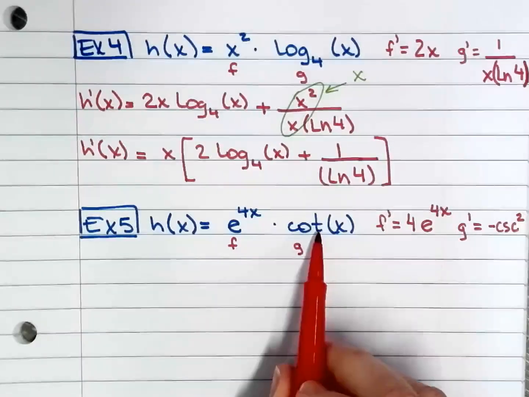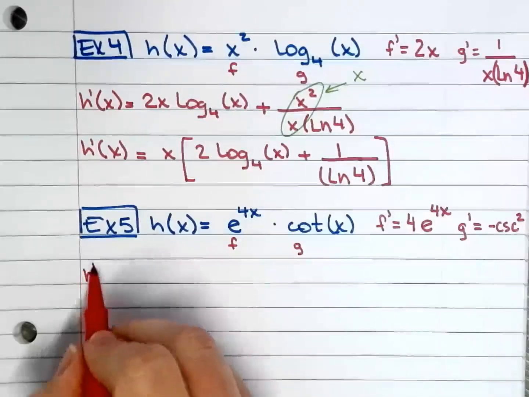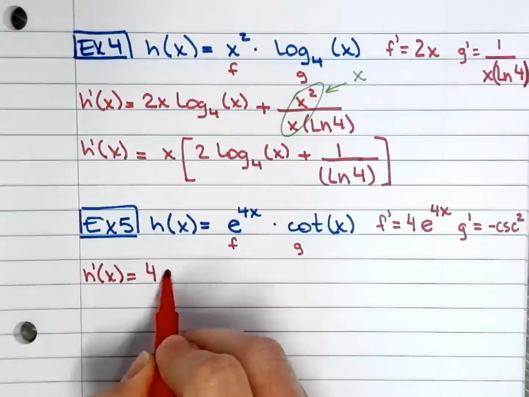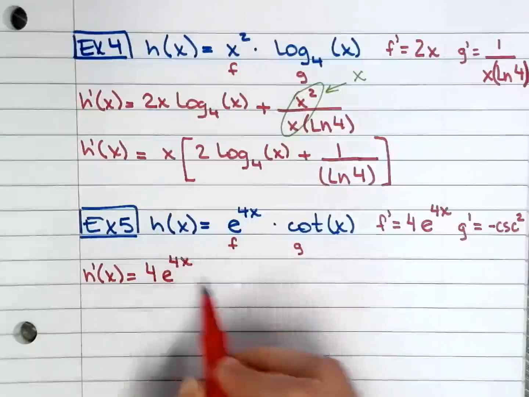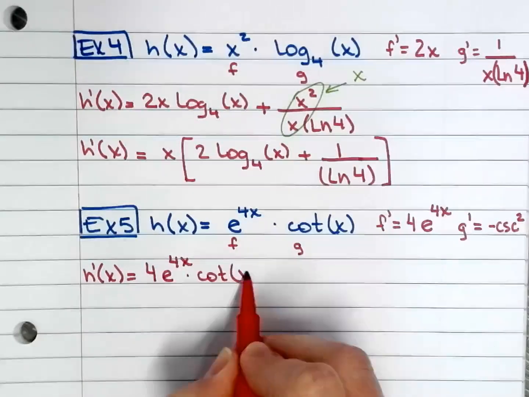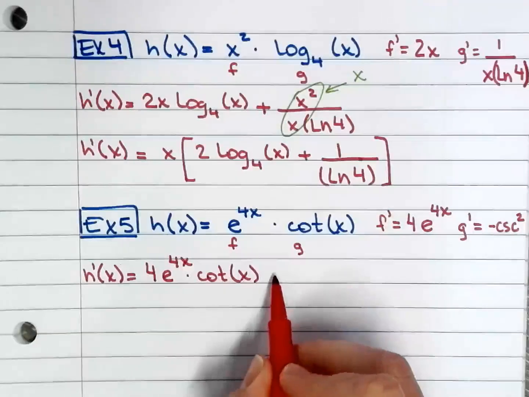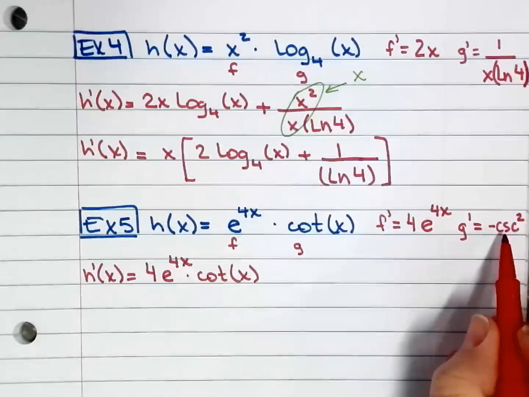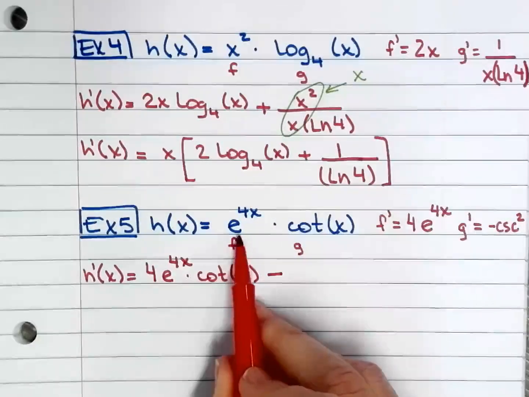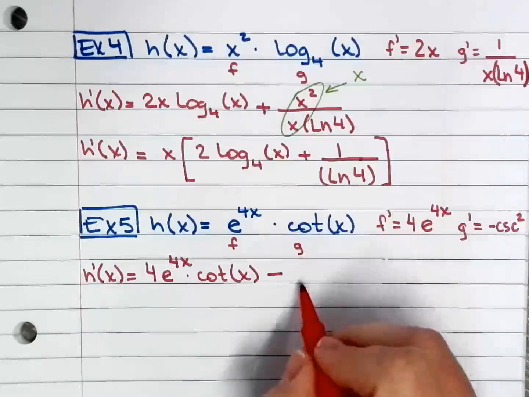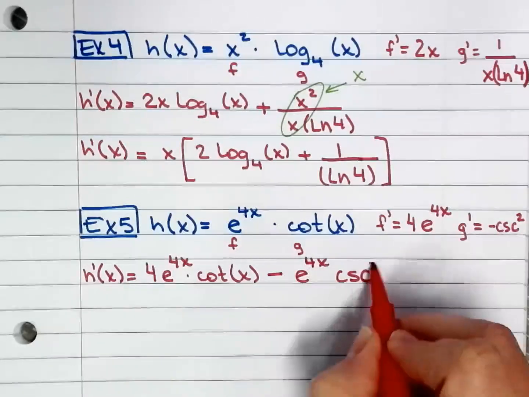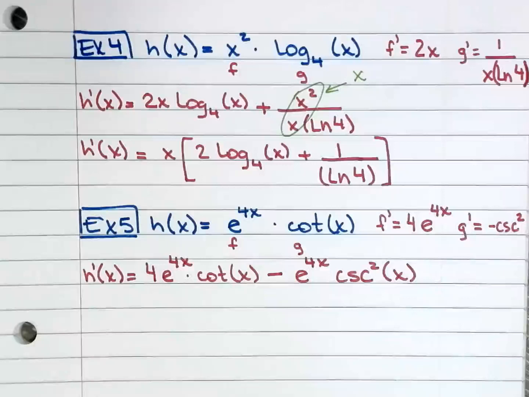So f prime g, so f prime is 4e to the power of 4x times g, so cotangent of x. It would be plus, but because this cosecant is negative, I'm just going to write negative right there. F g prime, so e to the 4x cosecant squared of x. All right.